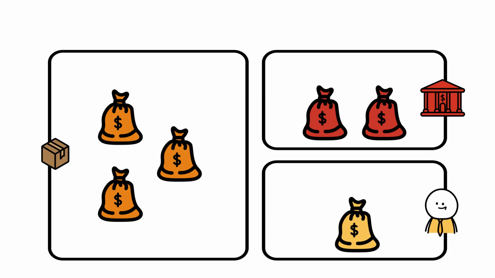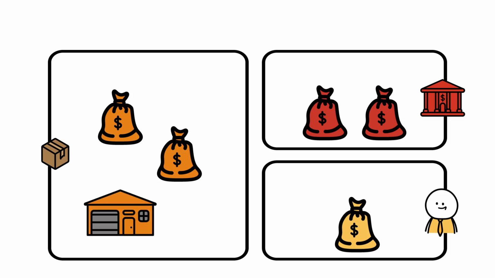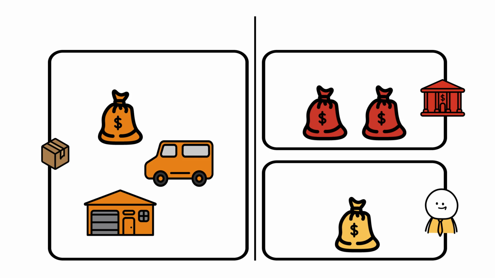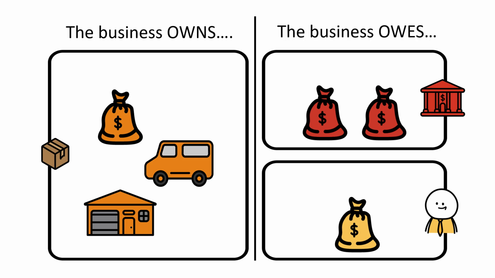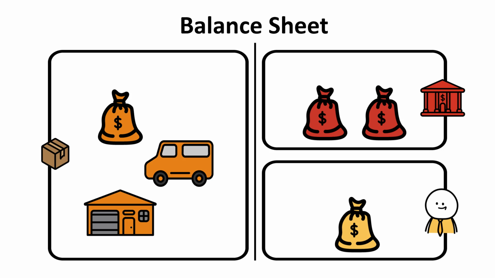Now the business decides to use one of the orange money bags and buys a warehouse to run the business from, and another bag of money to buy a van to make deliveries from. So in orange we have everything that the business owns. 1 bag of money, 1 van, and 1 warehouse. And on the right-hand side we have everything that the business owes. 2 bags of money to the bank and 1 bag of money to the owner. We've created a balance sheet.